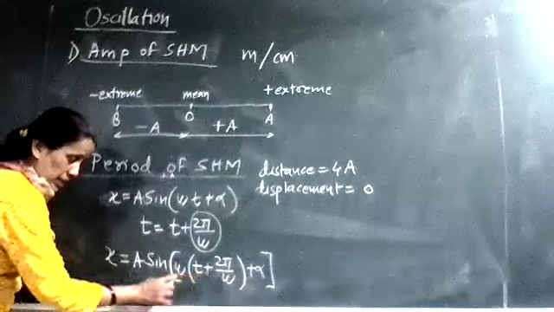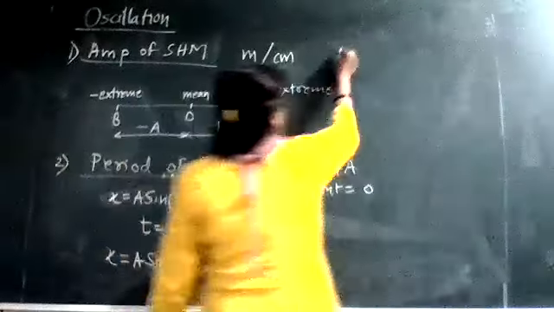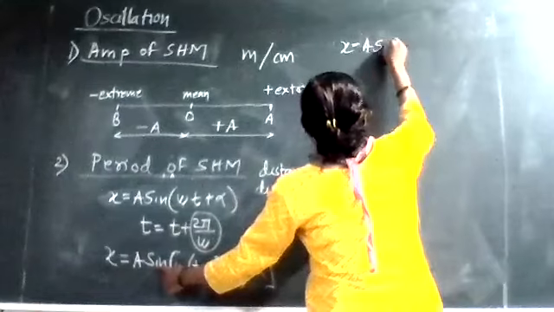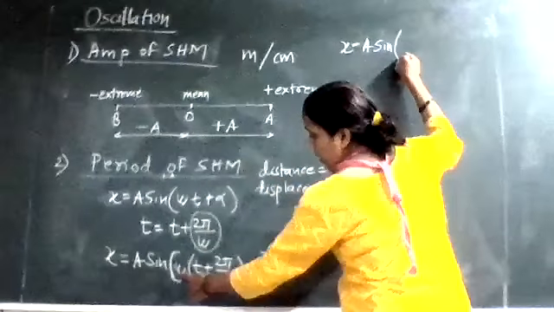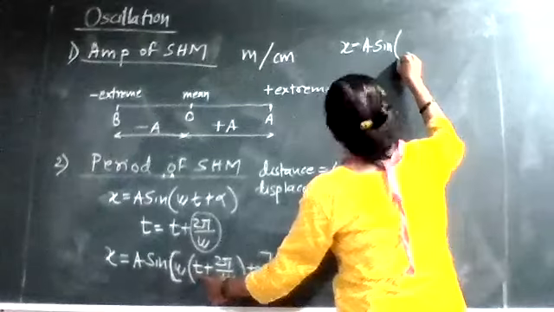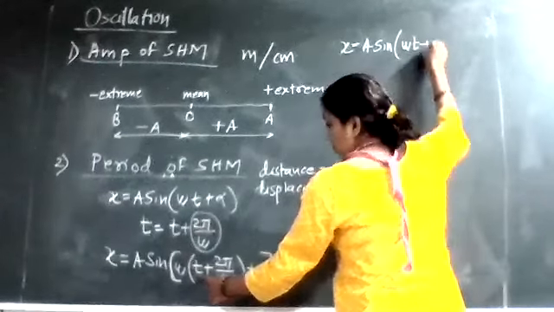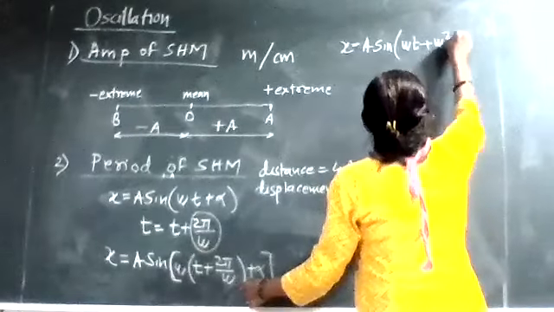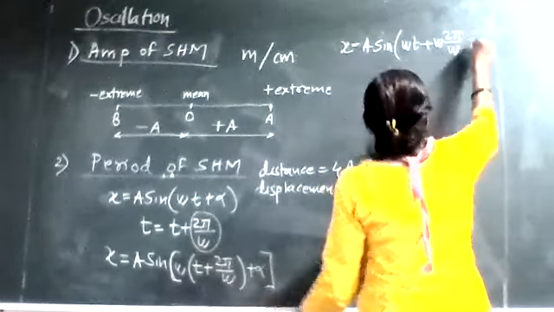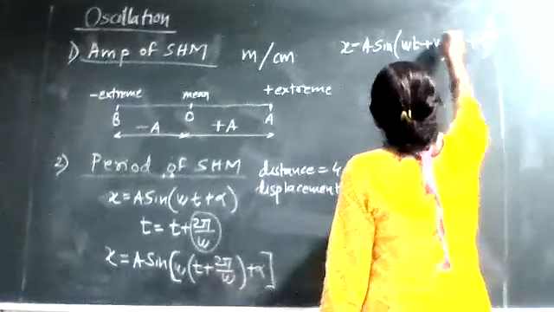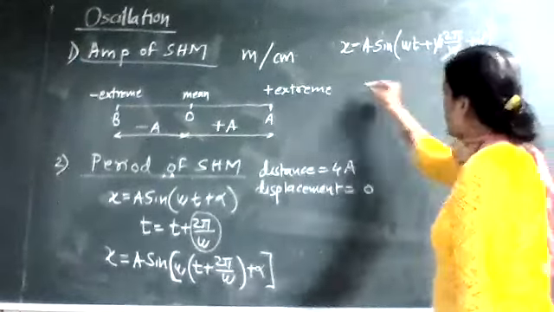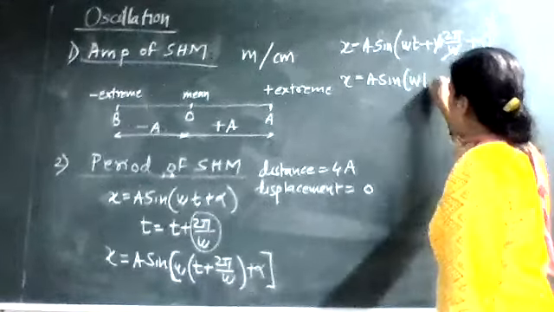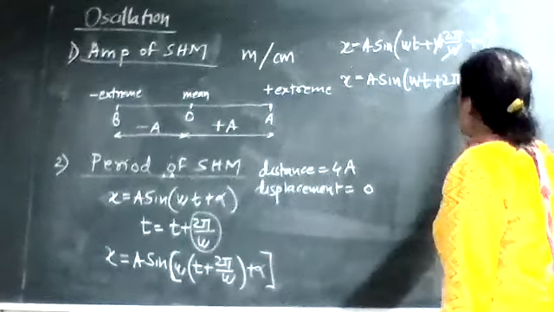Now I can multiply this omega inside. So x is equal to a sine, with a and sine as they are, and inside the bracket omega is multiplied: omega into t is omega t, plus omega into 2 pi upon omega. Here omega cancels. So x is equal to a sin(omega t + 2 pi + alpha).